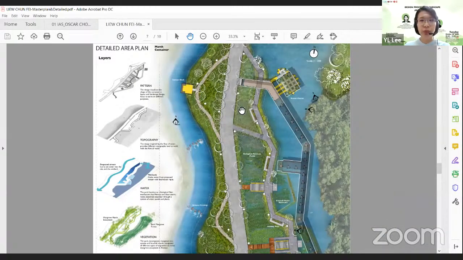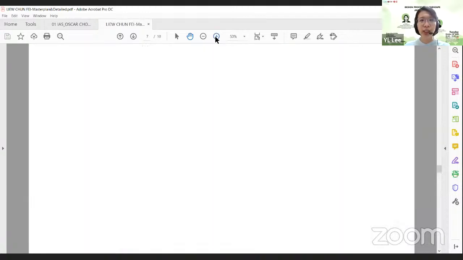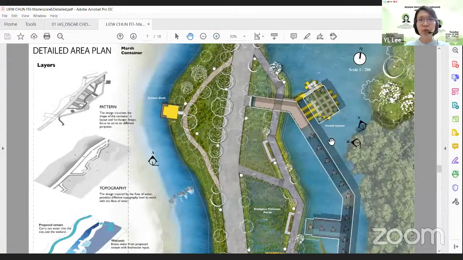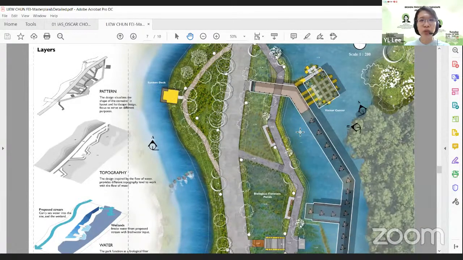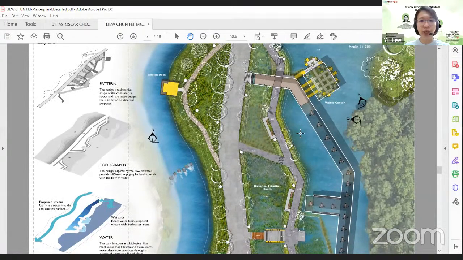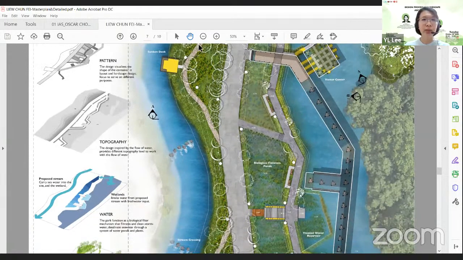When we come to the detailed area plan, you can see everything under the roof, which means 1.5 meters and below. So you can see it's very clear on the pathways and structures under the roof. If there are any other architectural buildings, then you have to show the layout of the floor plan, no more roof plan.